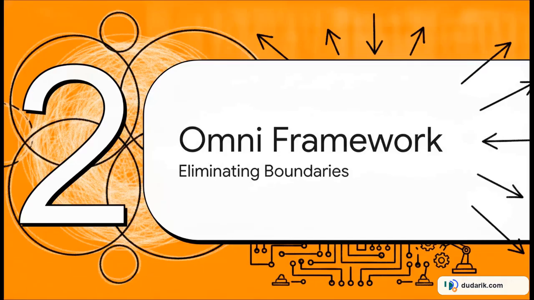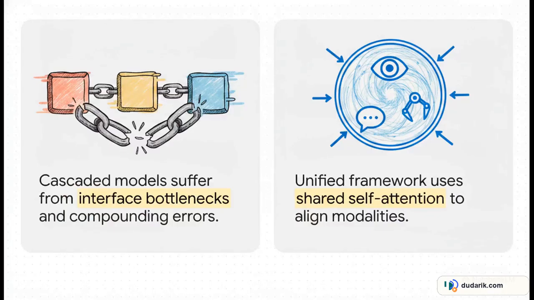Which brings us to section two, a unified Omni framework. Basically, eliminating those boundaries altogether. The contrast here is just night and day. Instead of that old broken assembly line we just talked about, the iFLYTEK-Embodied-Omni approach uses a single unified framework. By bringing vision, language, and action all under one roof, they communicate through shared multimodal self-attention.